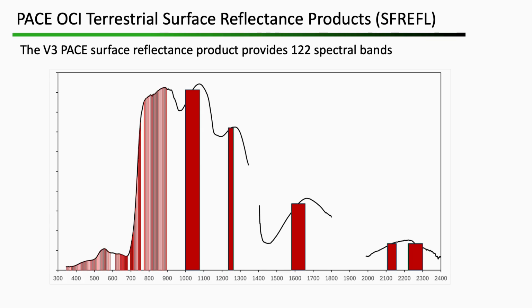You can also see some areas where the bands seem to be redder, more closely packed. In those regions, it's still 5 nanometer bands, but it's oversampled at 2.5 nanometers in those spectral regions. And then in the shortwave infrared, you see 5 spectral bands. These are very close to being the MODIS SWIR bands.